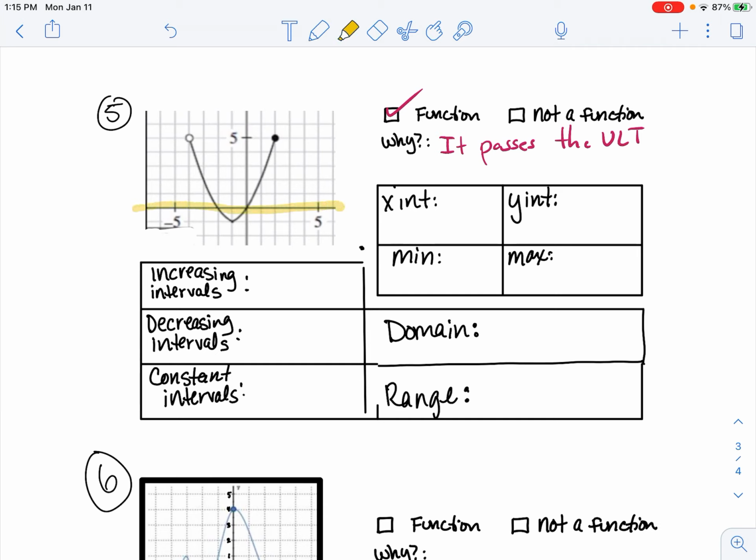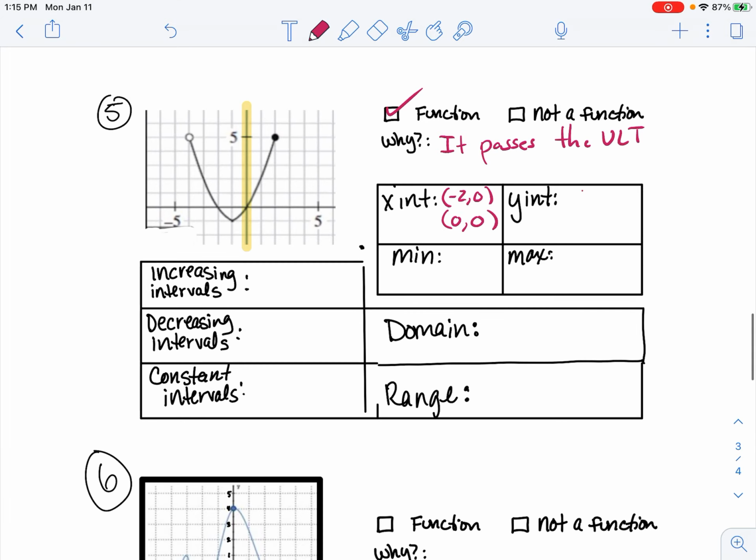X-intercept, where it crosses your x-axis. It crosses at -2 and at 0. So you would say at -2 and at 0. It crosses the y-axis at 0, 0.